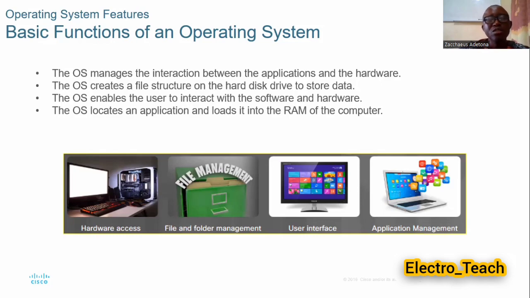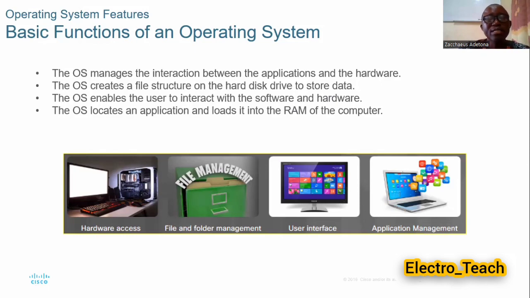Secondly, the operating system creates file structure on the hard drive to store data. It is the OS that manages how files are being kept on the hard drive. Also, the OS enables the user to interact with the software and hardware. I've explained that also. The way you interact with apps, it is the OS that manages this interaction between you and the hardware. The hardware does all the job on the computer, but users don't directly interact with those hardware, the electronic modules in the computer, including the CPU and several other parts of the computer.